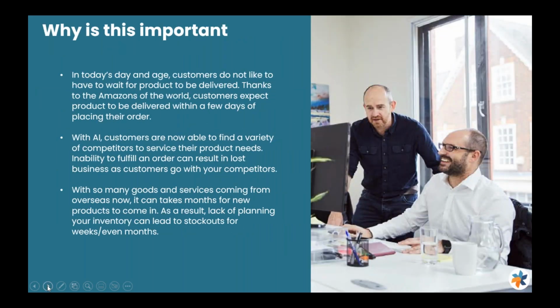Next slide. All right, so really, why is this important? In today's day and age, customers really do not like to wait for product to be delivered. Thanks to Amazon and the standard that comes with Amazon, customers expect things to be delivered within a few days of placing their order. We're finding now with AI, artificial intelligence, customers are able to find a variety of competitors to service their product needs. So that loyal customer you have, you may end up losing if you continually run into situations where you can't fulfill your orders as quickly as your competitors.